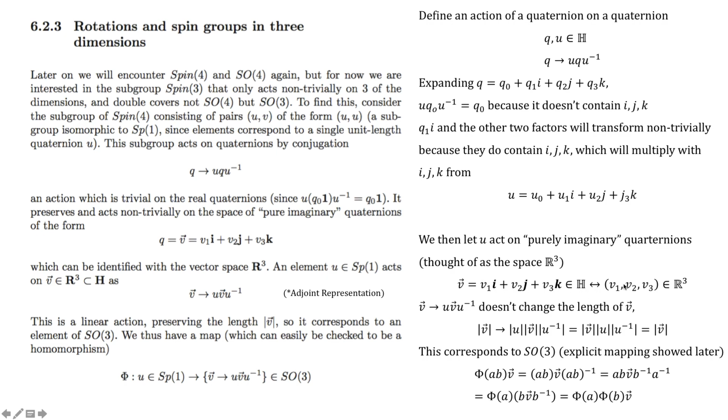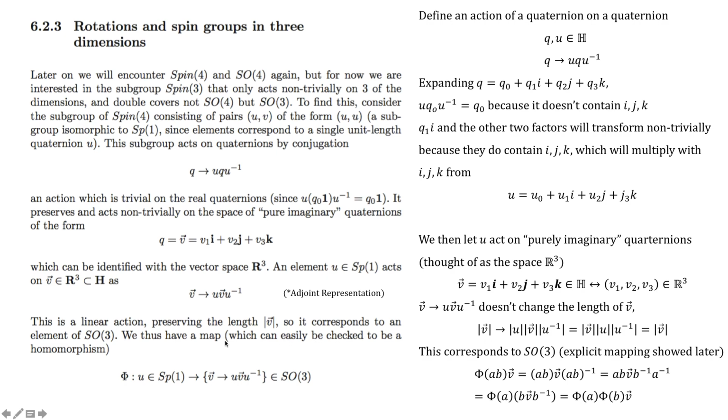And because this conjugation action doesn't change the length of the purely imaginary quaternion, as seen here, we can think of the imaginary quaternion as an element of R3. Then the element of SP1 corresponds to SO3, where SO3 is a group of transformations that maintain the length of the vector.